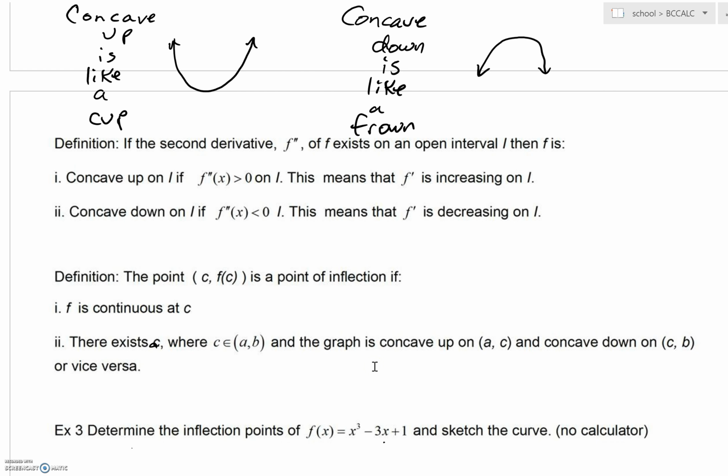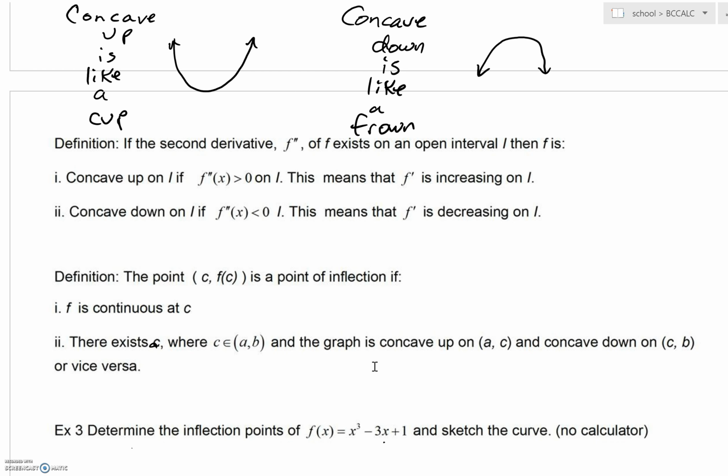Calculus BC, lesson 4.3. We're going to talk about concavity and do example 3 in our part 2 video. Take a look at the top of the screen. Concavity is really talking about curvature, and it's describing the curvature.